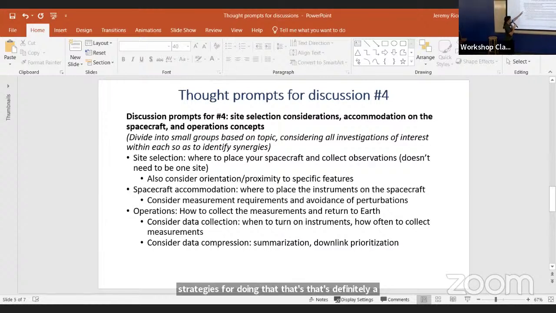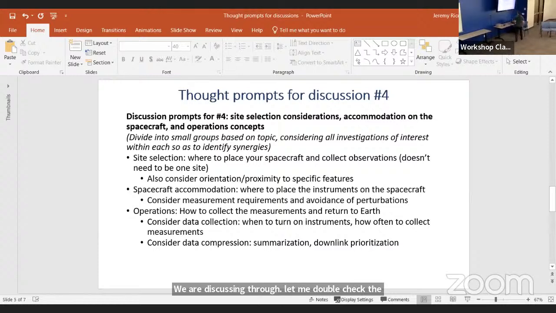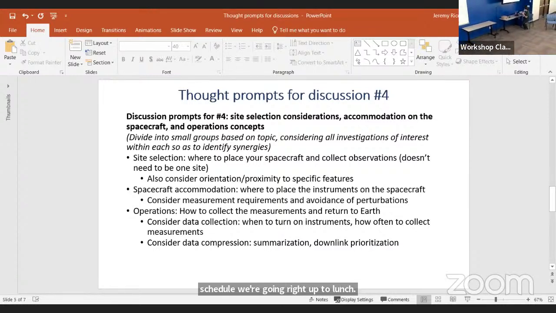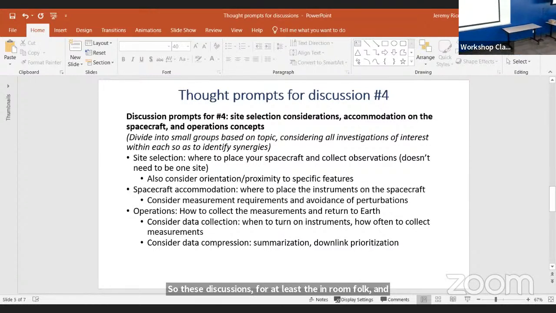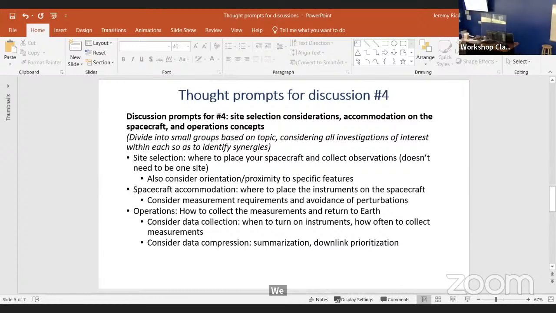So online, these are the 3 groups: site selection, spacecraft accommodation and operations, and in room as well. So let's probably do 1, 2, and 3, and people can self-organize. We are discussing through, let me double check the schedule. We're going right up to lunch. So these discussions for at least the in-room folk can just merge right into lunch. We are breaking for lunch at 12:15 local time. Okay, any questions about that? Yeah, Tim.